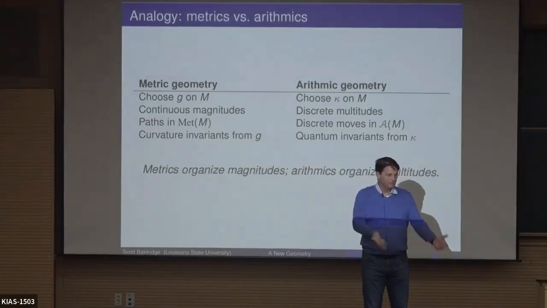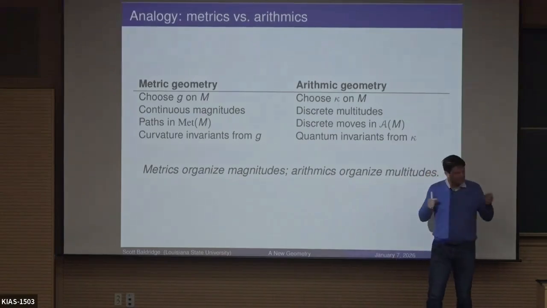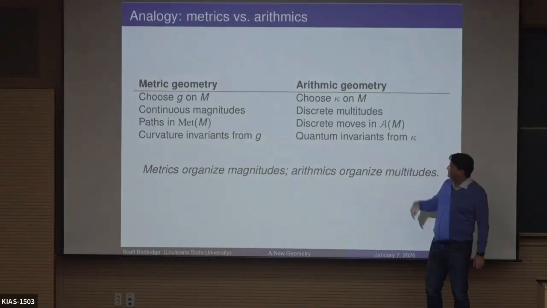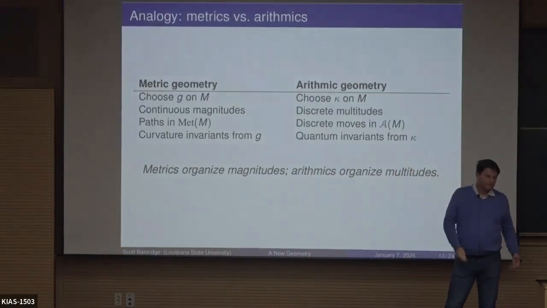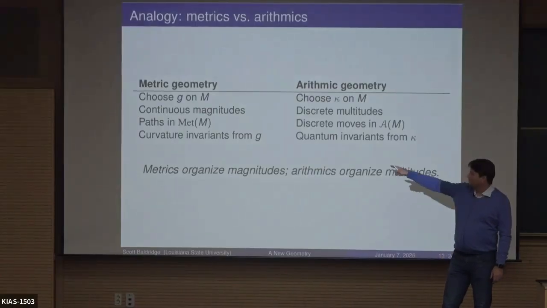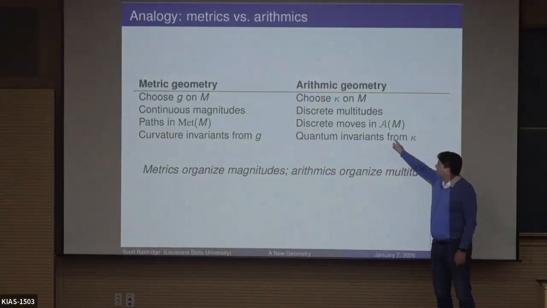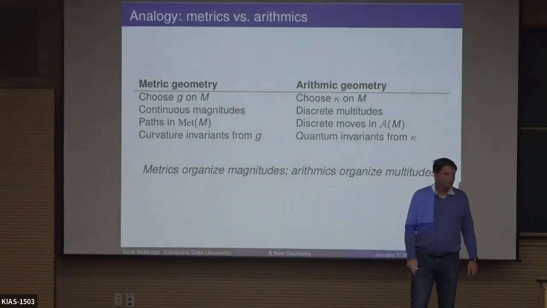In other words, G doesn't give you length initially; you derive length from it, lengths in the manifold after you've picked one. It gives you continuous magnitudes. This gives you discrete multitudes because it is, by definition, a combinatorial object. You worry about paths in the space of metrics. If you're a gauge theorist like me, that's what you worry about. And if you're in arithmic geometry, you worry about discrete moves in AM.